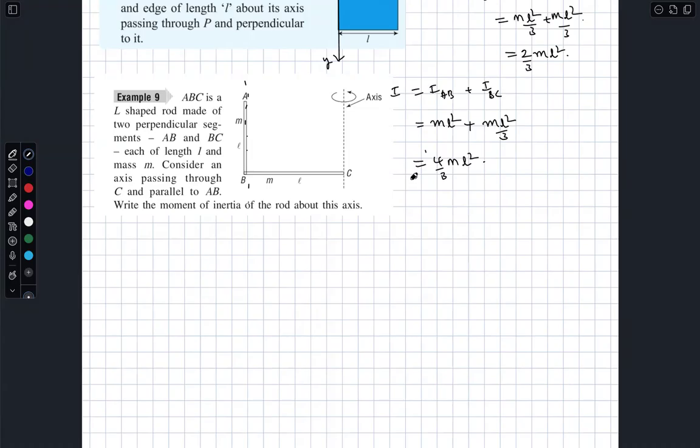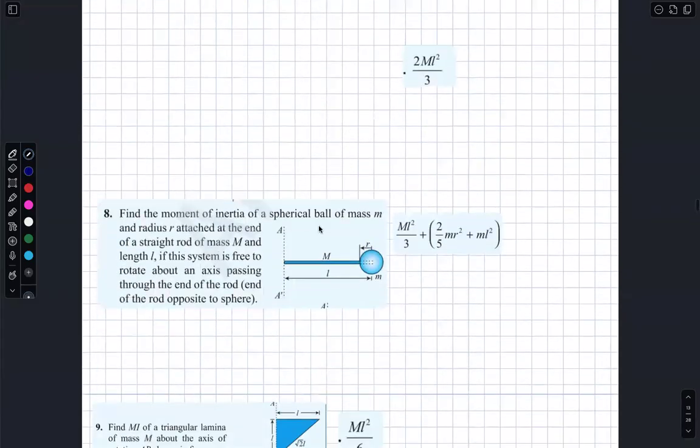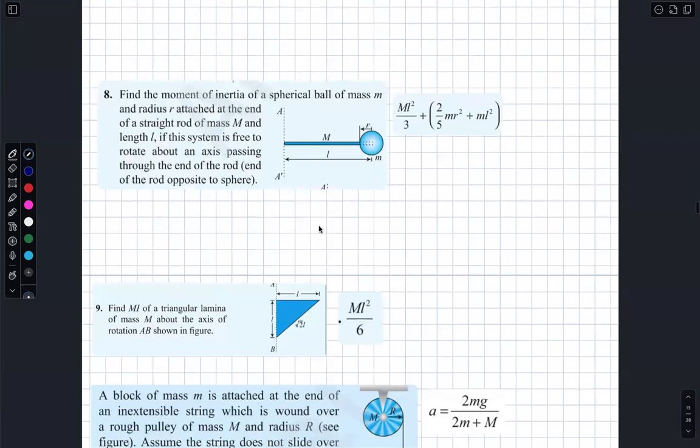So some of these models, we'll work on this one also. Few models.